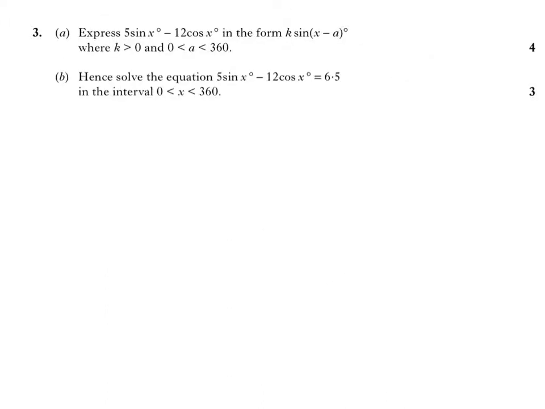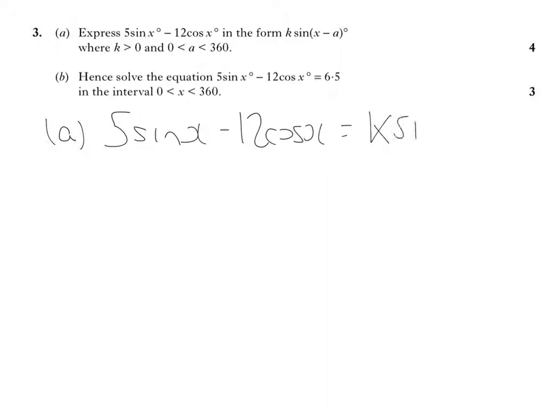Section 6, question 6. Express 5 sin x minus 12 cos x in the form k sin x minus a. That's part A. Part B is then hence solve the equation 5 sin x minus 12 cos x equals 6.5. So I'm going to first of all tackle part A. So it's just a straightforward wave function. 5 sin x minus 12 cos x is equal to k sin x minus a.